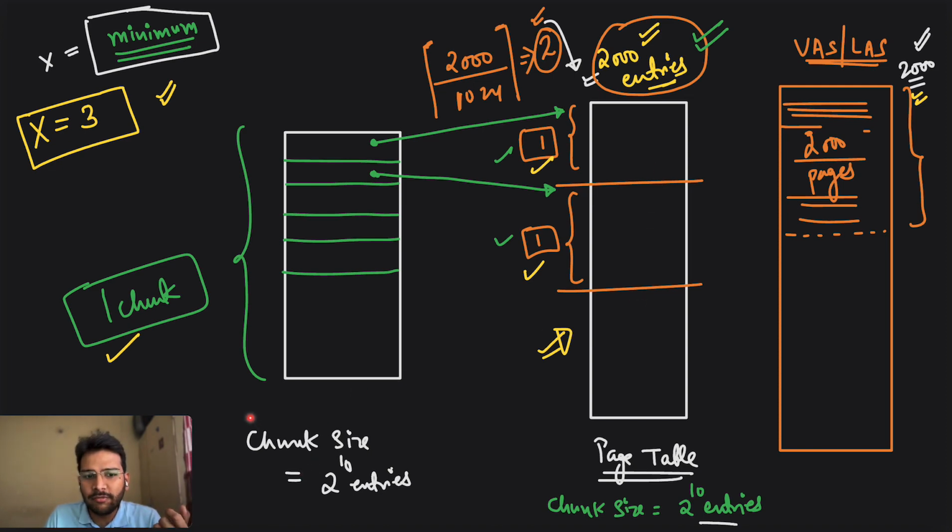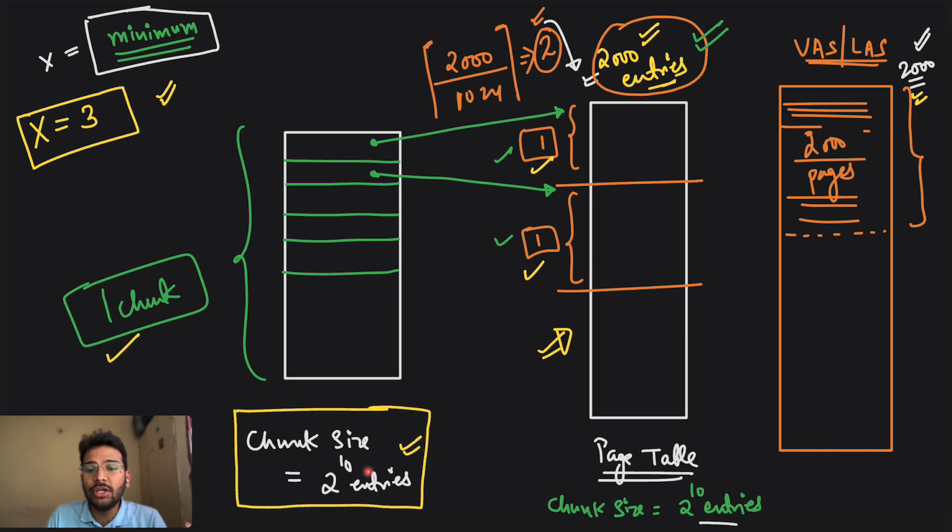We know that if the outermost page table chunk size is 2 raised to power 10 entries, and each entry can point to 1 chunk, can I say 2 raised to the power 10 chunks are possible here? Maximum here. Can I say so?